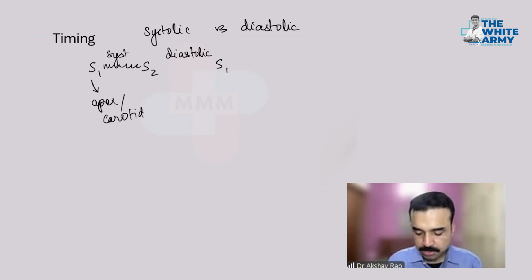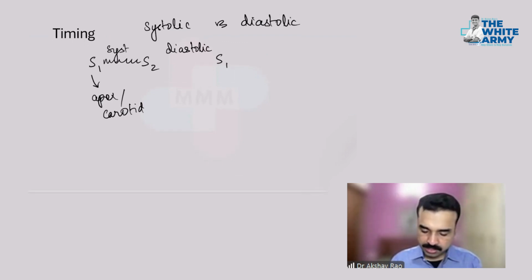Okay, so any event that happens between S1 and S2 is systolic. Any event that happens between S2 and the subsequent S1 is diastolic. So you need to classify based on the timing. Is it systolic or diastolic? Again, in systolic, there is pan-systolic, ejection systolic, early systolic, late systolic. And in diastolic, there is early diastolic, mid-diastolic. So you need to be able to differentiate between the two. But broadly, systolic and diastolic are the broad subclasses in murmurs. So we will focus a little bit on that from now on.